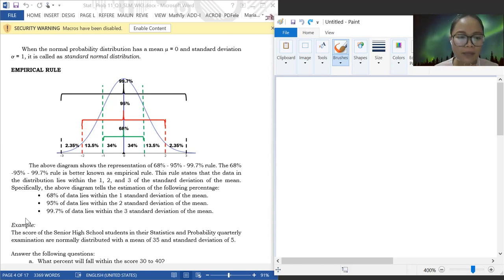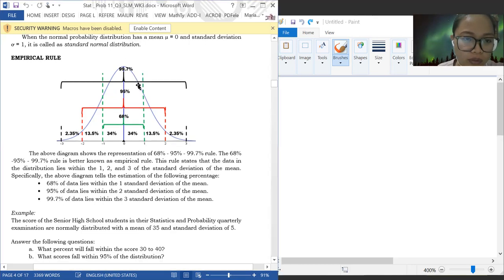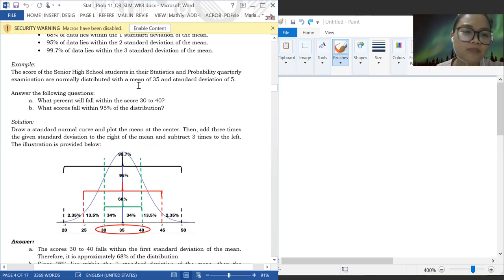Now, if it spreads wider, so it's easier on the side. So, 95%, because 13.5 plus 34 plus 34 plus 13.5, this red area, comprises 95% of the entire area. And then, if it lies within 3 standard deviations, so negative 3 and 3, the total area is 99.7%, or almost 100% if you round it off.